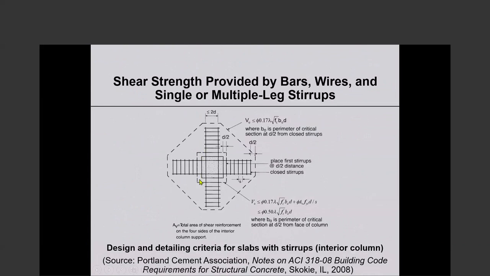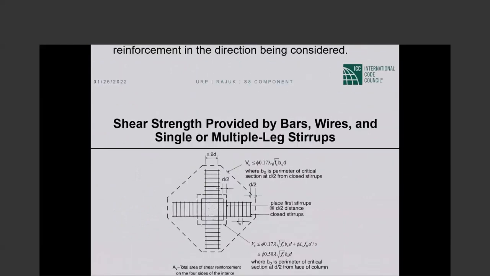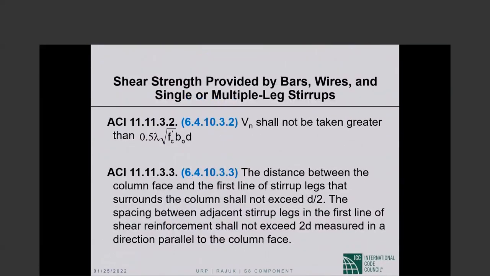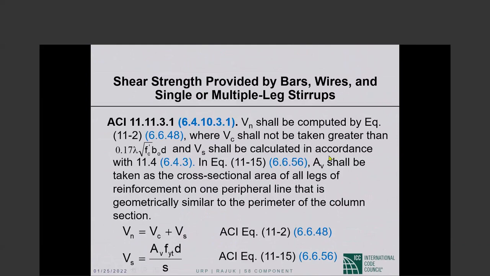So this is the column. If you take a line here all around the column, you will get 8 legs of stirrup, and the combined area of those 8 legs would be the A sub V. That's what this language is telling you, and please pay attention to that. A sub V shall be taken as the cross-sectional area of all legs of reinforcement on one peripheral line that is geometrically similar to the perimeter of the column section.